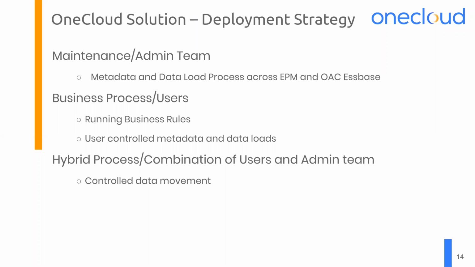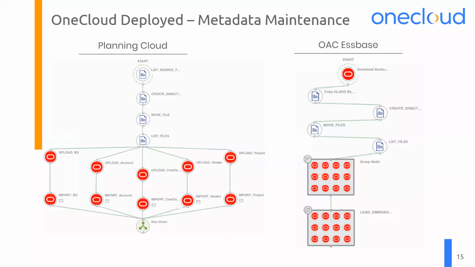And the third one is kind of the hybrid, where we have both admin teams and the business users, mostly the power users, working hand in hand, especially around control data movements, like when you have this finalized, how does this go from point A to point B. So these were the kind of areas that we looked at. So we'll just go through different use cases, simple use cases that we have deployed on OneCloud.